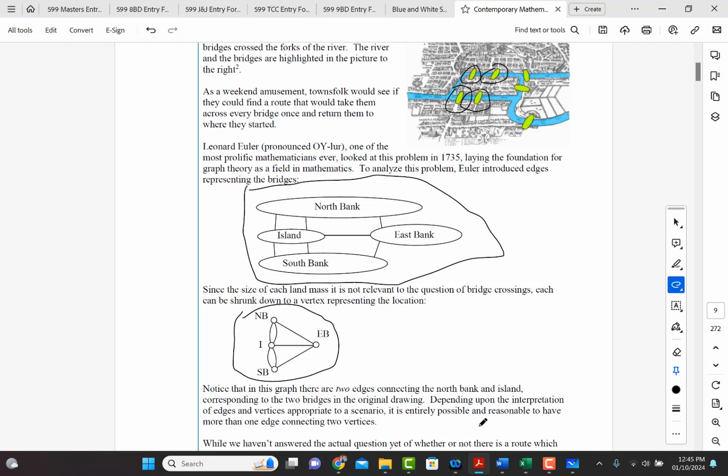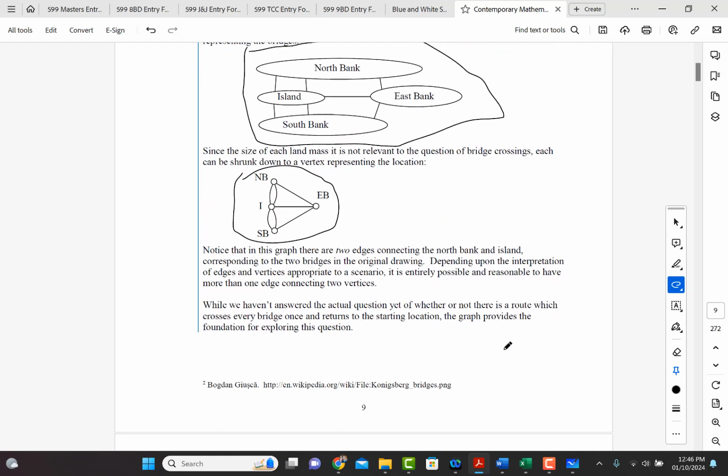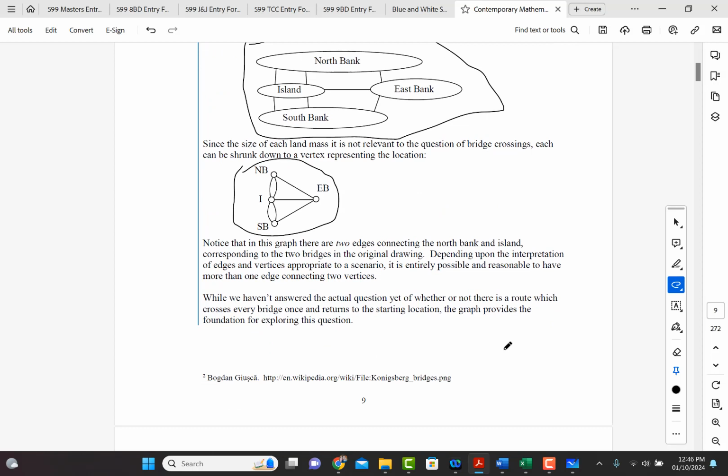Now, depending upon the interpretation of edges and vertices appropriate to a scenario, it is entirely possible and reasonable to have more than one edge connecting 2 vertices. Okay. While we haven't answered the actual question yet of whether or not there is a route which crosses every bridge once and returns to the starting location, the graph provides the foundation for exploring this question. Okay, and so we'll come back to this.